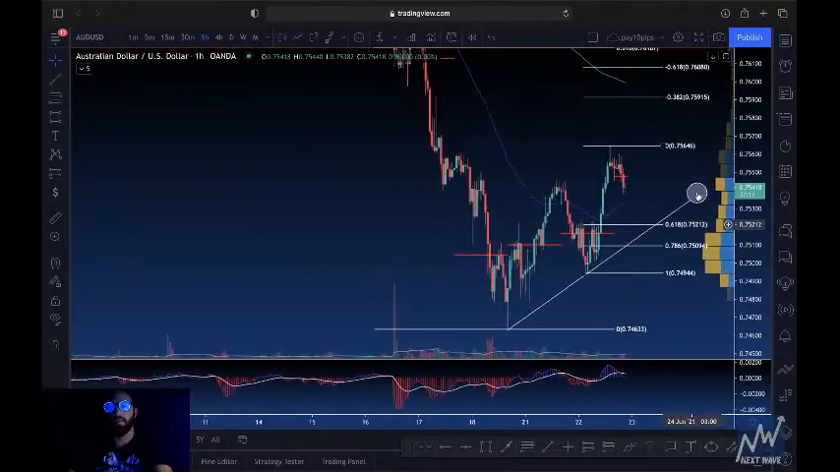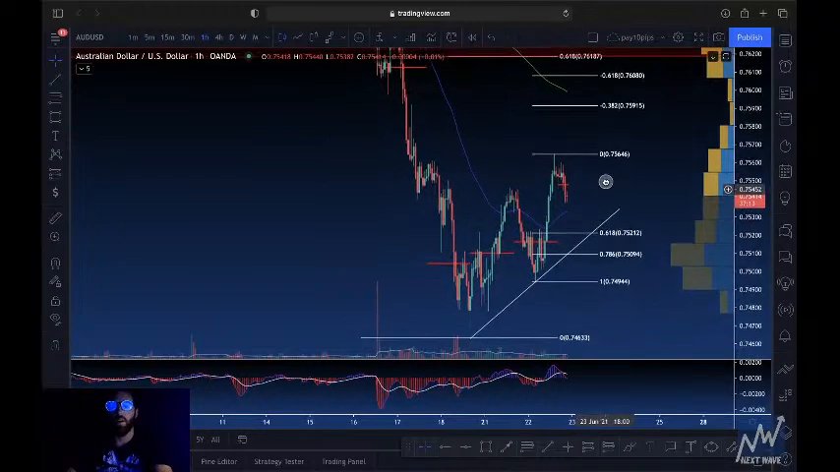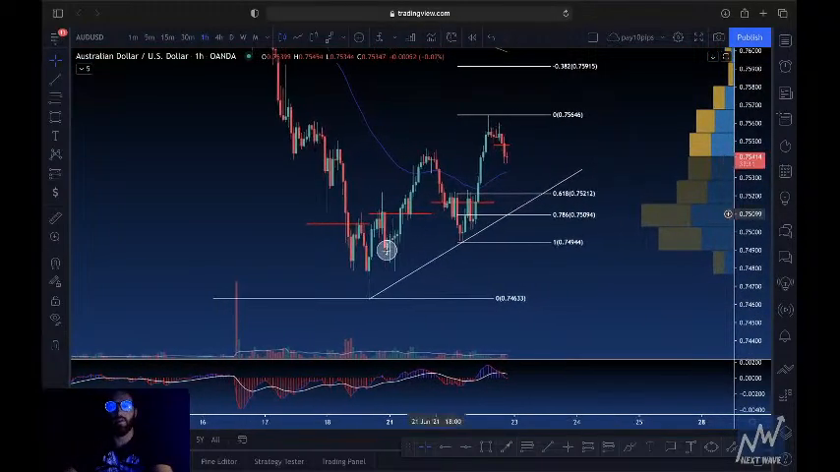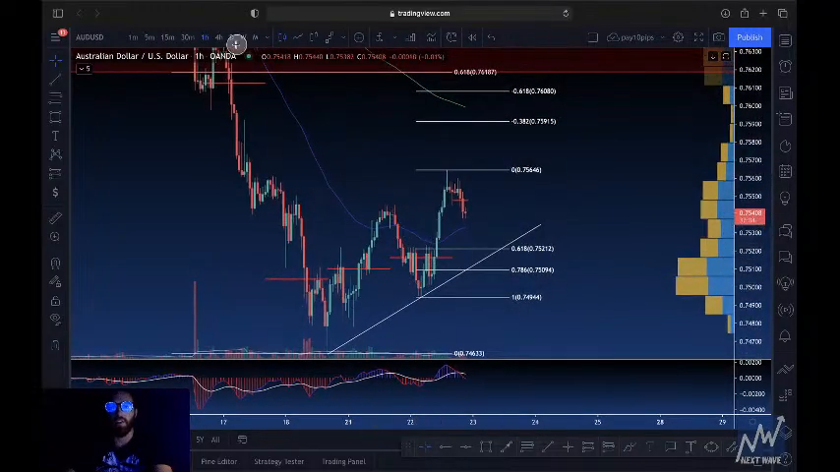It doesn't have to come all the way up into those zones that I want it to. I'm still going to play it like it's going into those zones. We're getting this break of structure. Now we got a higher low and a higher high. So that right there is a trend change on the 1 hour.